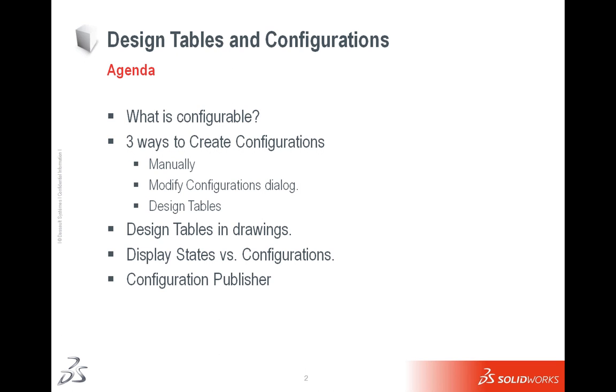There are some things that we need to know ahead of time. First of all, we're going to talk about what is configurable. That has grown every year. In every release, we're able to configure something else within the part and assembly environment that we can add either to a design table or through one of the other methods of creating configurations. That being said, we're going to go over the 3 ways of creating configurations today. We're going to talk about some of the nuances of creating them manually, how to find some of the areas within the interface to set those up.